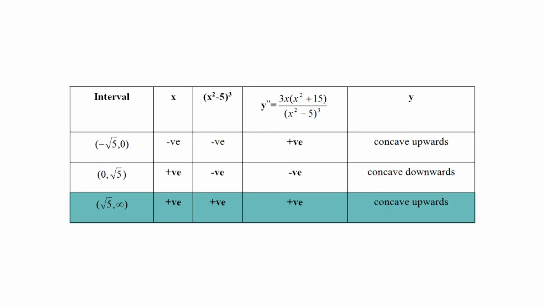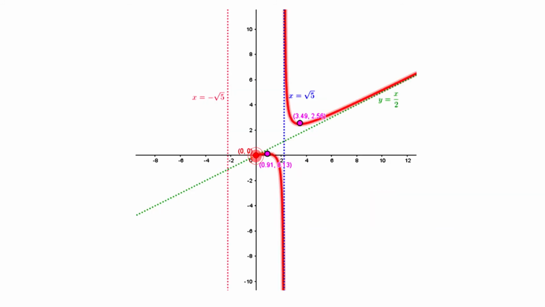In the interval root 5 to infinity, x is positive, (x square minus 5) whole to the power 3 is positive, and hence y double dash is equal to 3x into (x square plus 15) whole divided by (x square minus 5) whole to the power 3 is positive, and hence y is concave upwards. Hence, it is clear that x equal to 0 is a point of inflection.